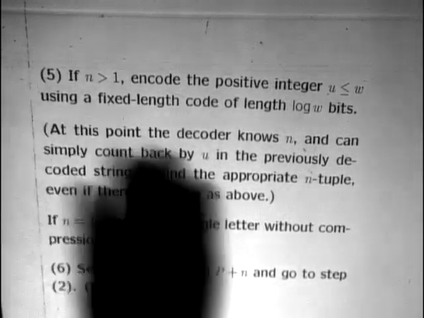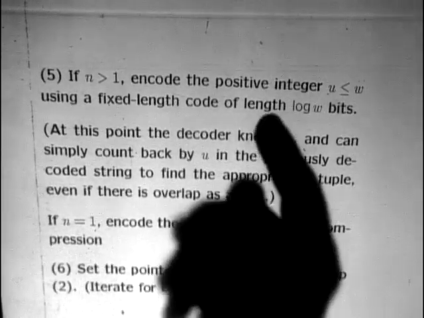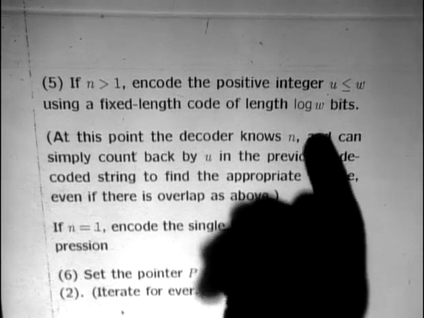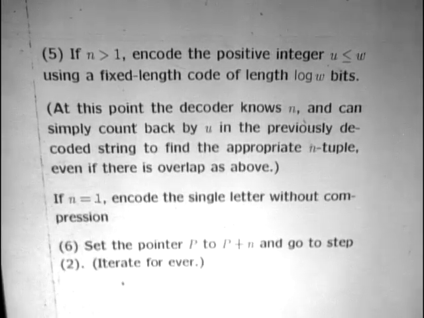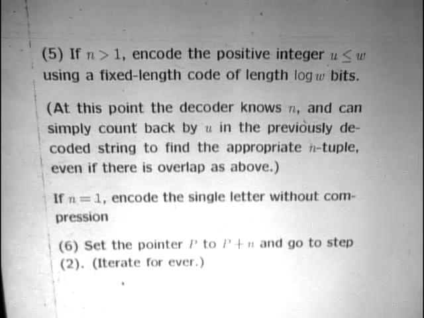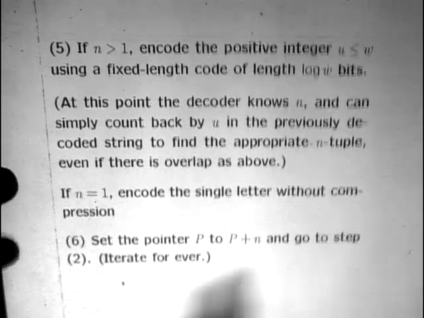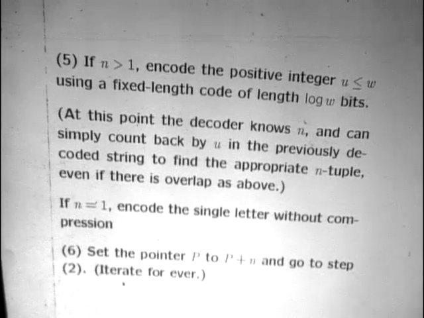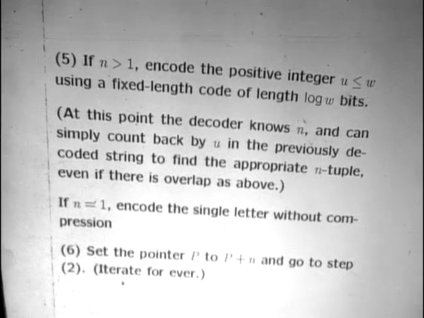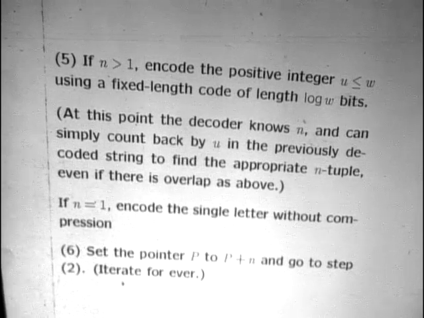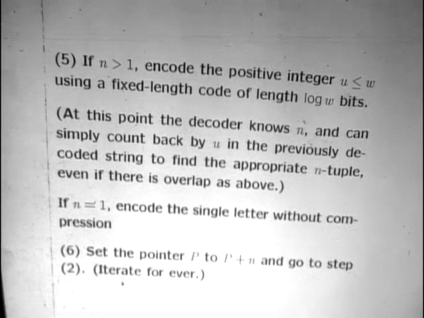First we're encoding n by this unary binary code. Then we're encoding w with a simple-minded way of encoding, log w bits. And that tells us where the match is. The decoder goes back there, finds the match, pumps it out. And if n is equal to 1, here's the answer to your question: you encode the single letter without compression. And that takes care of the case either where you have a match to that single letter or there isn't any match to the single letter.